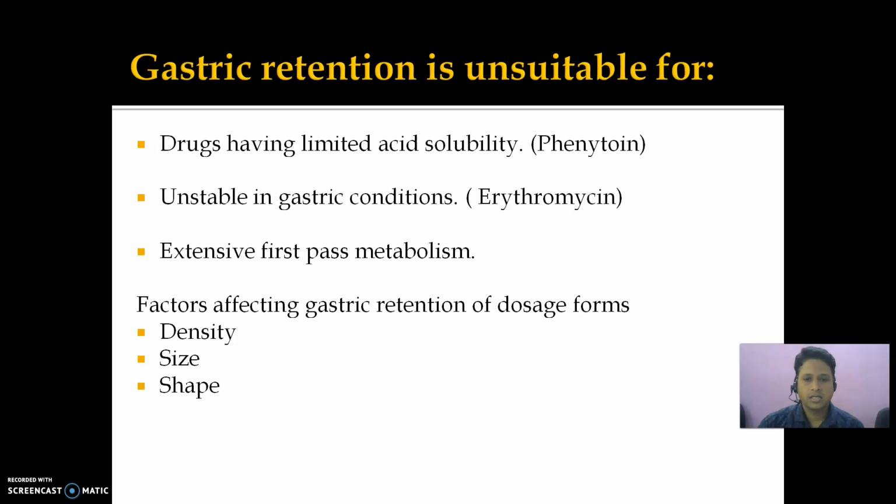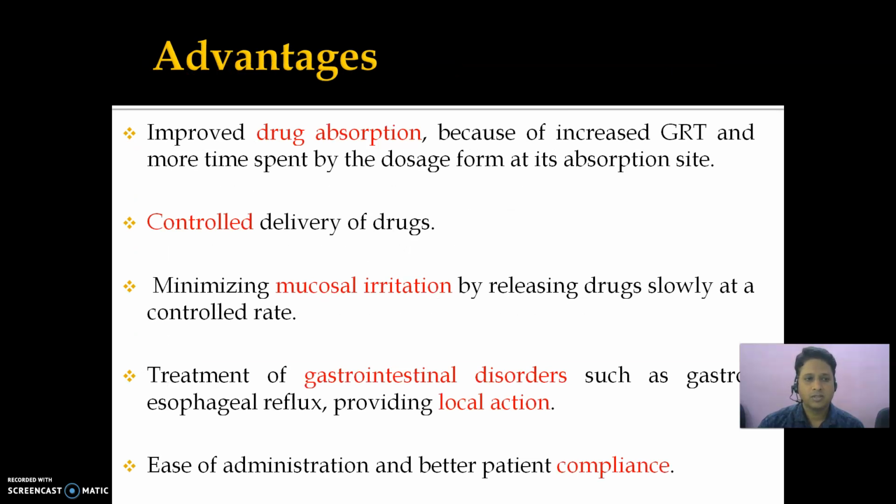Factors affecting the gastric retention of the dosage forms are density, size, and shape of the dosage forms. There are various advantages of using gastroretentive drug delivery, like improved drug absorption because of increased gastric residence time and more time spent by the dosage form at its absorption site. Controlled delivery of drugs, and we can minimize mucosal irritation by releasing the drug slowly at a controlled rate. Treatment of gastrointestinal disorders like gastroesophageal reflux and providing local action, ease of administration and better compliance.